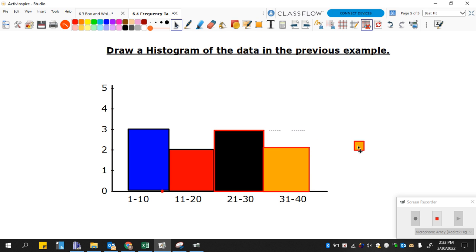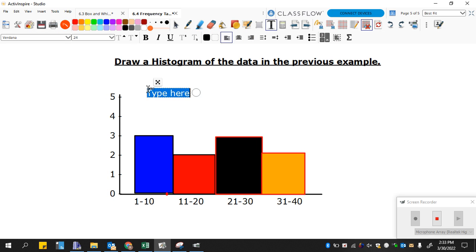Let me get rid of that. Okay, so that's what we call a histogram, and the title of this histogram would be the number of miles driven on a Saturday. Okay, and that's how you would draw a histogram. All right, so that's good.